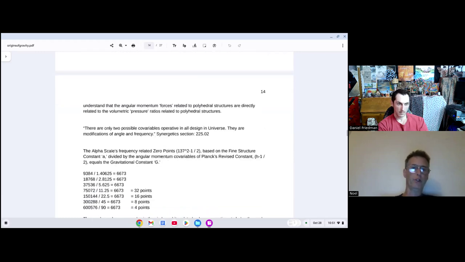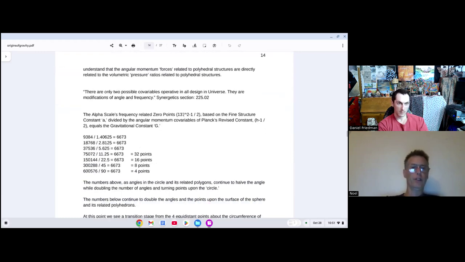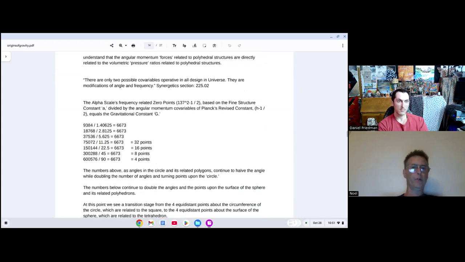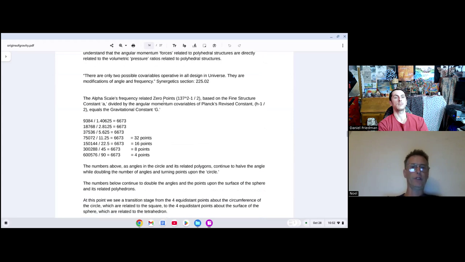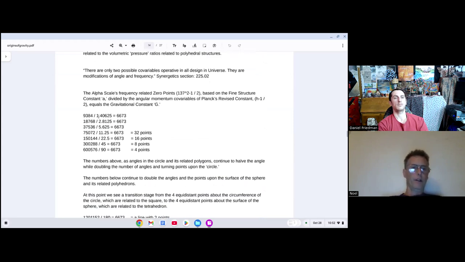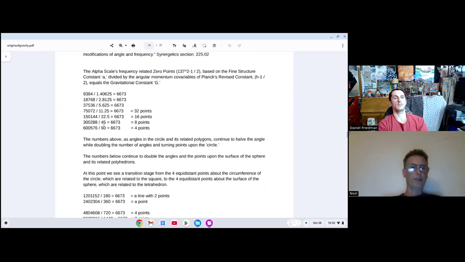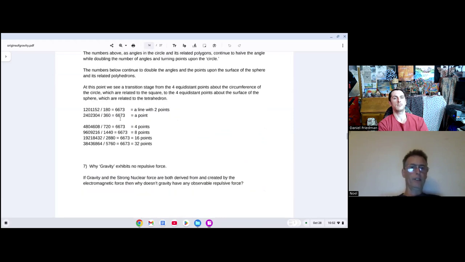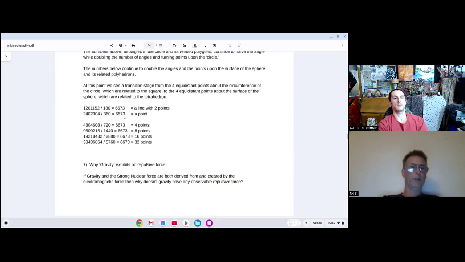So once again, there's only 2 possible covariables operative in all designing universe. They're modifications of angle and frequency. So when we use the 0 points of the alpha scale and Planck's revised constant, notice the 90, the 45, etc., these continue to double, and we continue to get 6673, which is the gravitational constant.